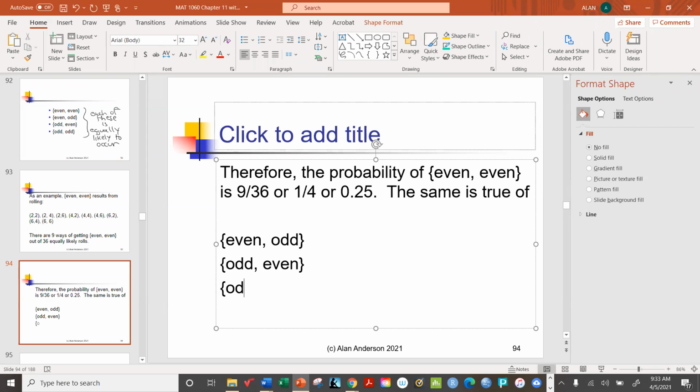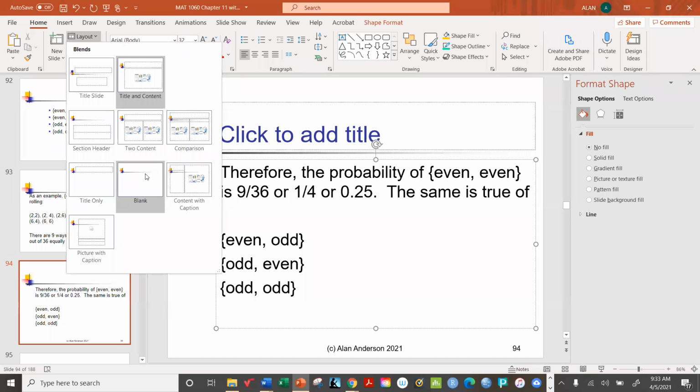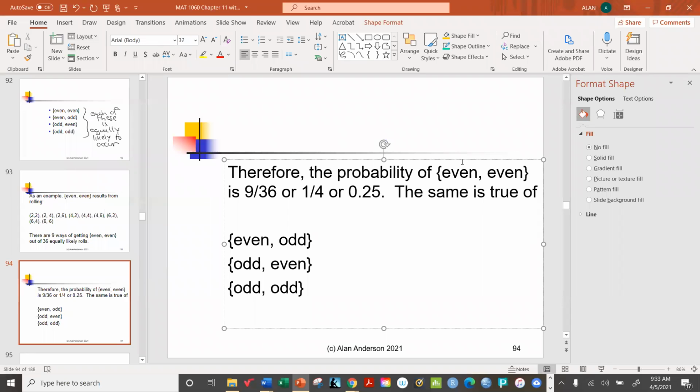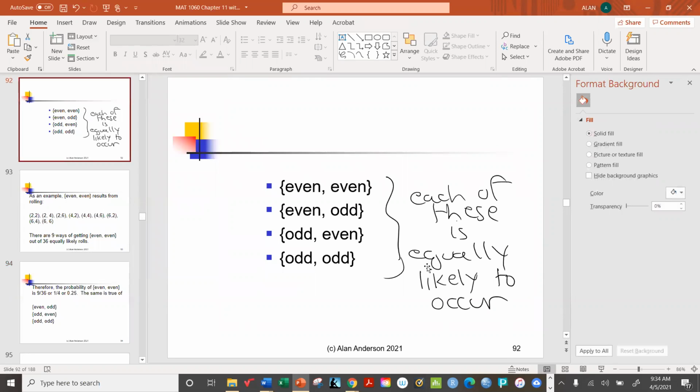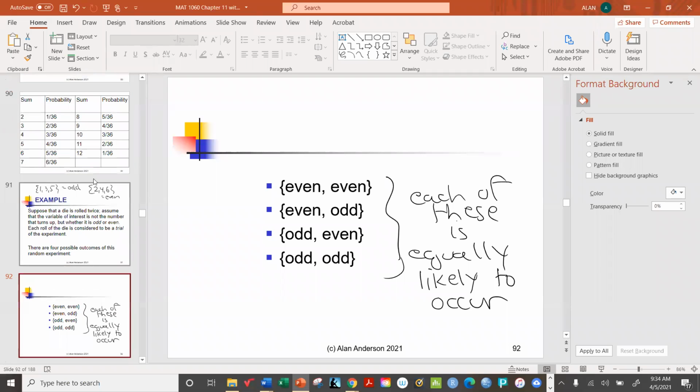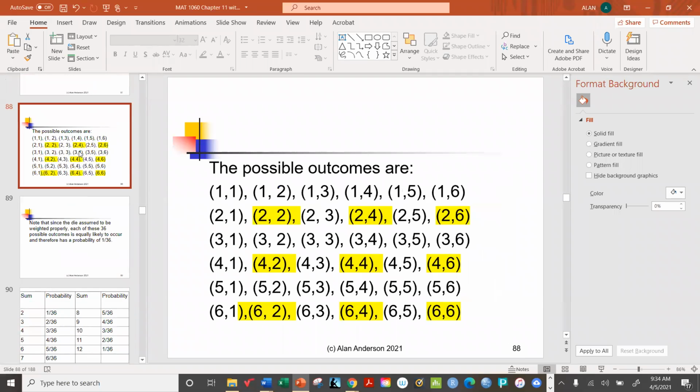And so what we end up with is 4 equally likely outcomes of our experiment when we roll the die twice, but we only pay attention to the evens or odds. Okay, so this is the logic behind why we can claim that each of these is equally likely to occur. All you have to do is go back to the original outcomes and count them up. All right, so with the understanding that each of these is equally likely to occur, then we can go ahead and calculate anything we want.